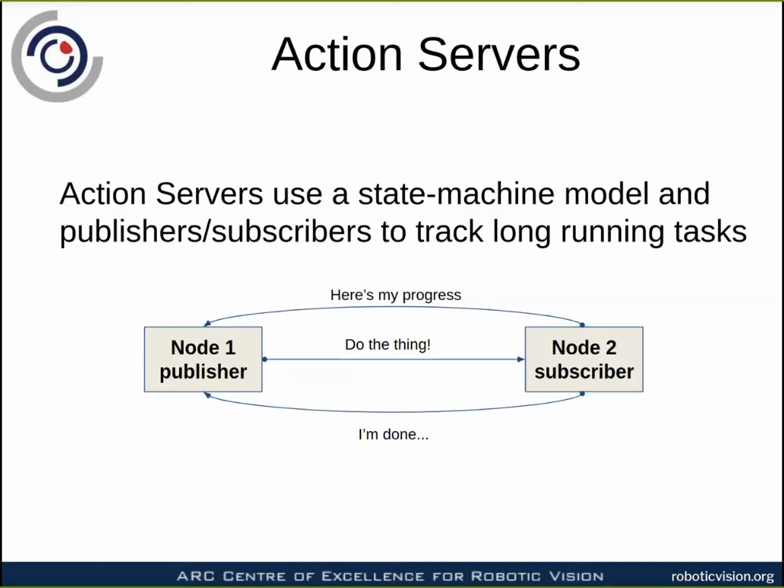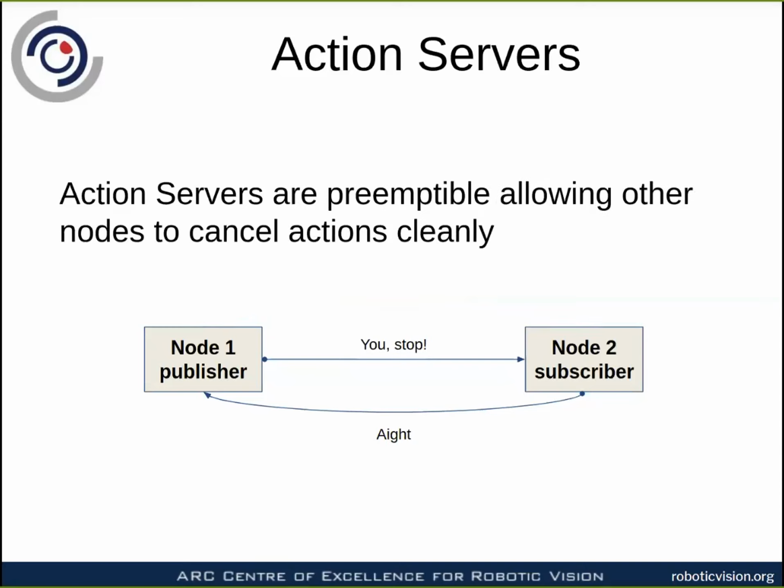The other thing that makes them very useful is that they're preemptible. So if I get halfway to the Cantina and I see a fire off on the left, my system would cancel the action to drive to the Cantina and then hopefully go and fight the fire, with my awesome fire fighting robot.